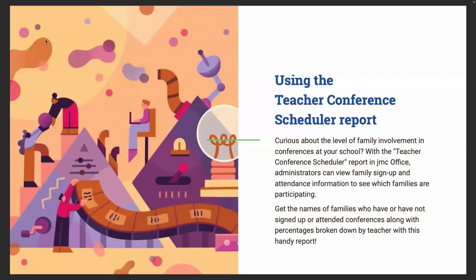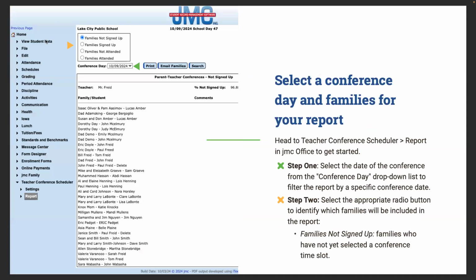Curious about the level of family involvement in conferences at your school? With the teacher conference scheduler report in JMC office, administrators can view family sign up and attendance information to see which families are participating. Get the names of families who have or have not signed up or attended conferences, along with percentages broken down by teacher with this handy report. Head to Teacher Conference Scheduler report in JMC office to get started.